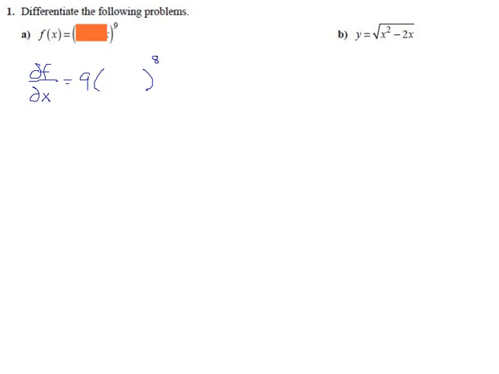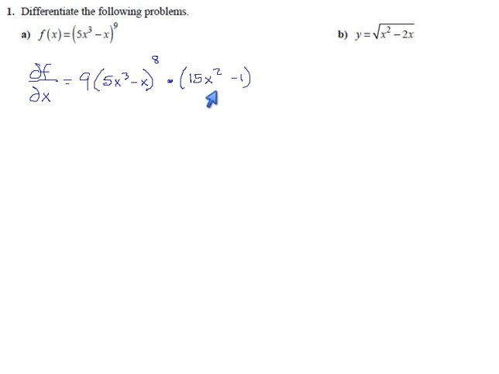Now the chain rule says, now that you've done that, tell me more about this something. Well, the something is 5x cubed minus x. That goes in this space. And the chain rule says, now differentiate that something and multiply that onto the end here. So the derivative of 5x cubed minus x will be 15x squared minus 1.